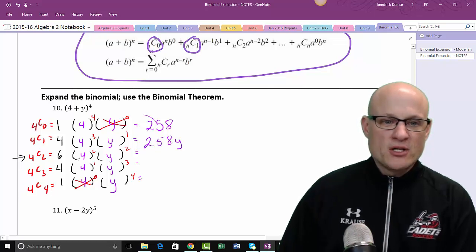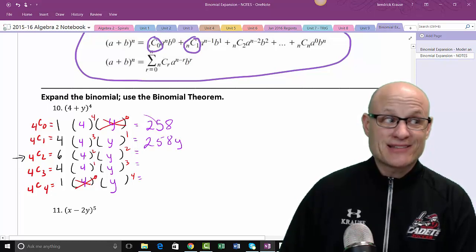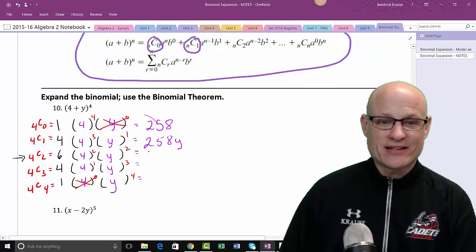Why? All right, 16 times 6. 6 times 10, 60. So this is 96y squared. I'm just multiplying all the numbers together. 4 times 4 is 16y cubed. Notice the y's are going up. And then this is just 1 times y to the 4th, y to the 4th.